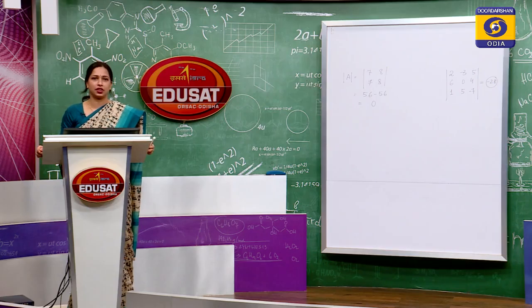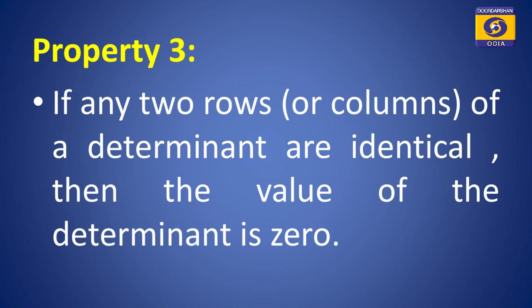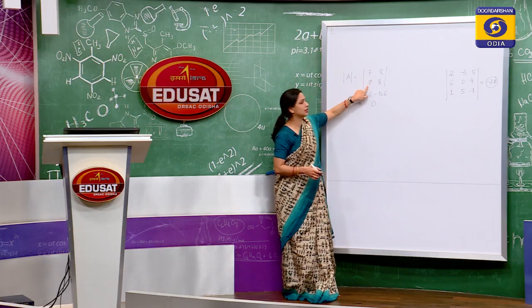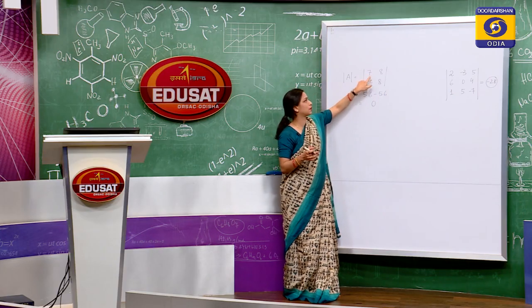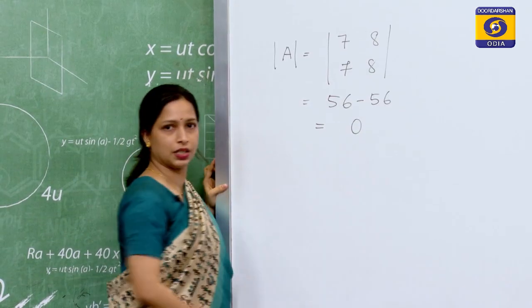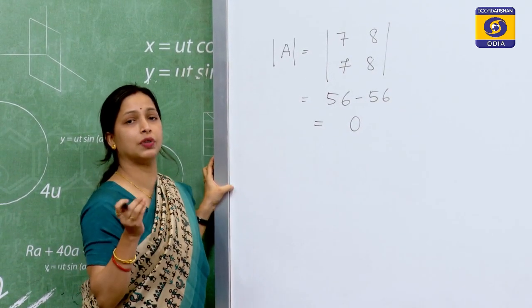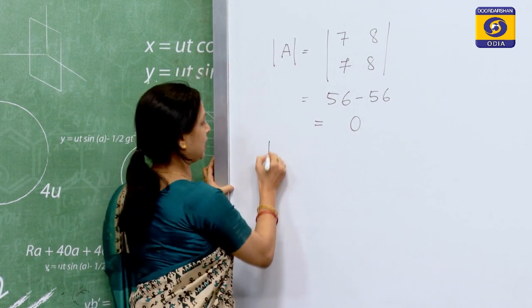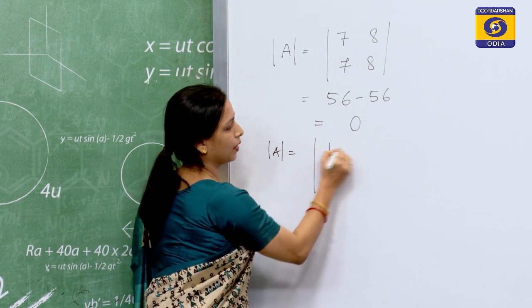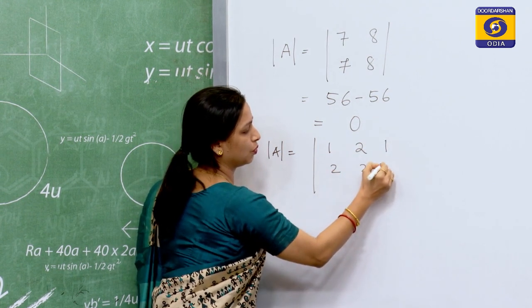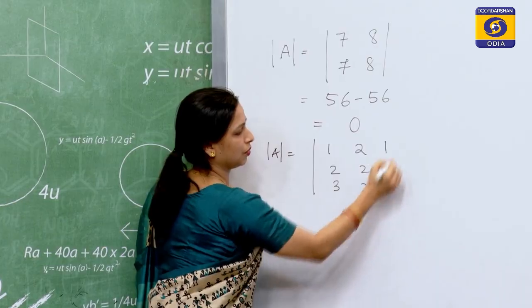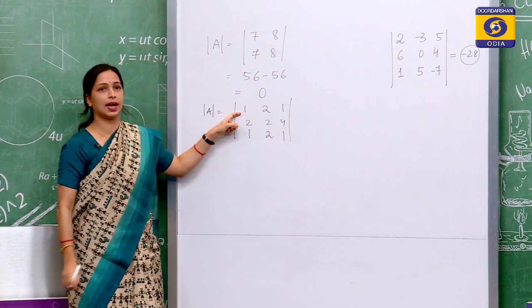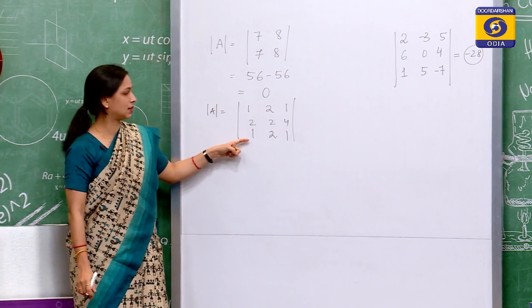So, here in the property 3 we discussed that if in a determinant any two rows or columns are identical, then the value becomes 0. So, I already showed you that in a determinant of order 2, if row 1 is equal to row 2, equal to means the corresponding elements are same, then the resultant is 0. Now, similarly, if I show you with the help of a determinant of order 3, let us say 1, 2, 1, 2, 2, 4, 3, 2, 1, 2, 1, right. So, here we can see that row 1 is same as row 3, right.